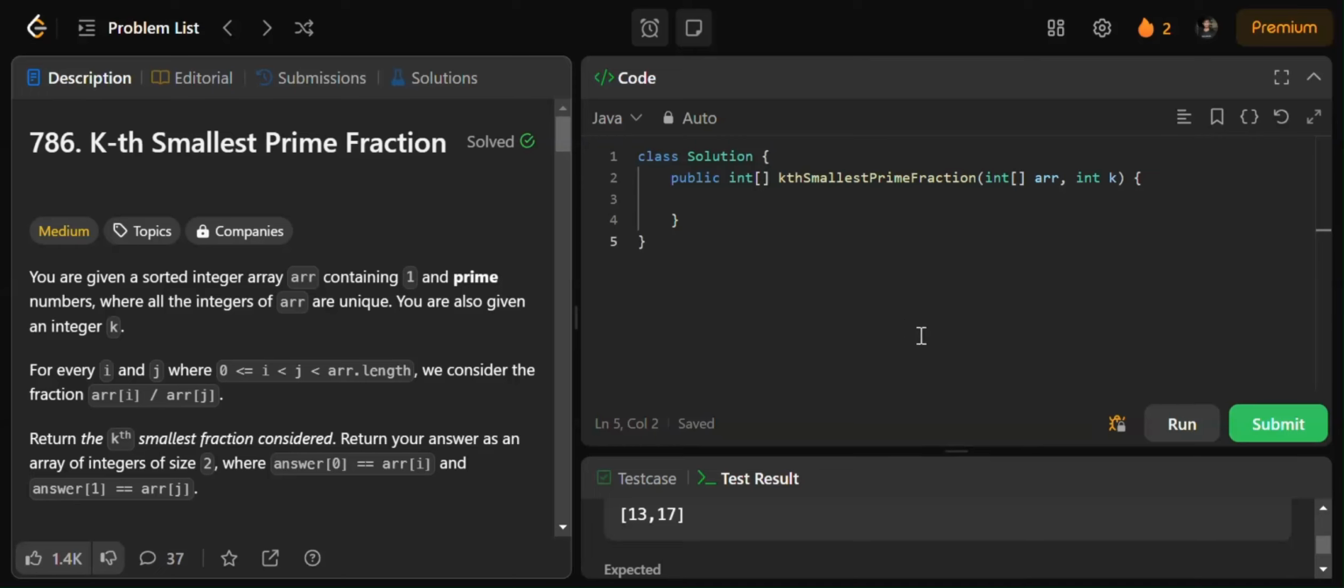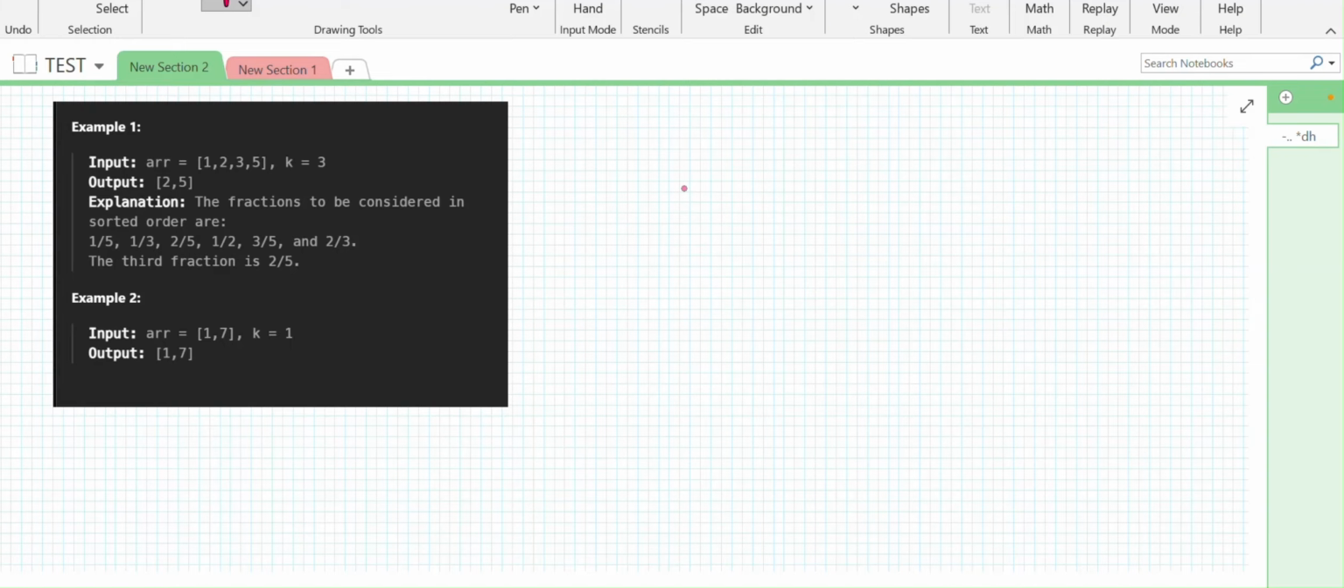Today I will be solving the problem 786, K-th smallest prime fraction. Let's understand what the problem is. You are given an array of integers where the first number is always 1 and the other numbers are always prime. And you have to return the kth smallest prime fraction.